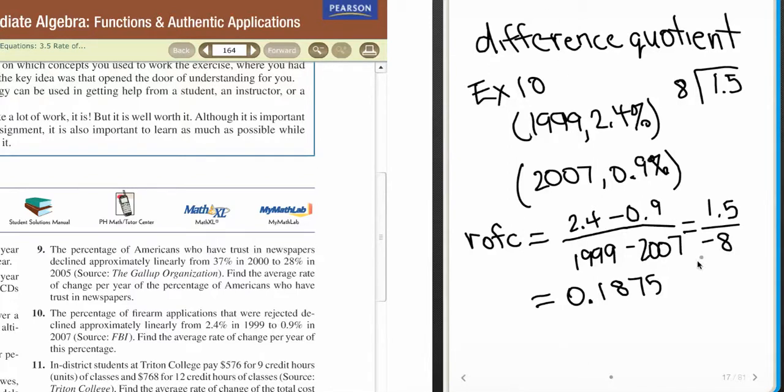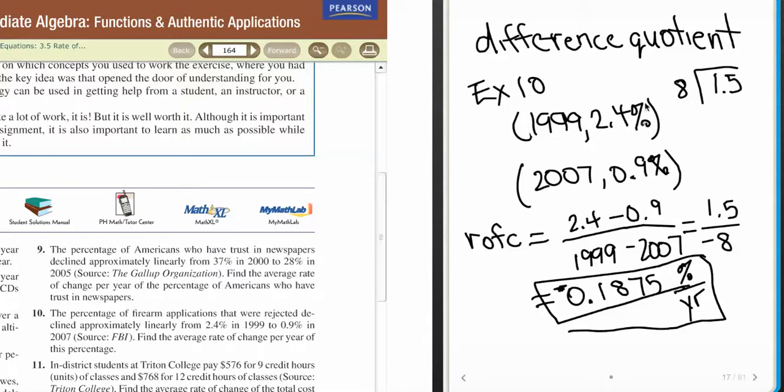And those units are the dependent units, which are percentages per year. And so what this says is that every single year, the percentage of firearm applications is decreasing by 0.1875%. And so that will be our final answer. Oops, I missed that one there.